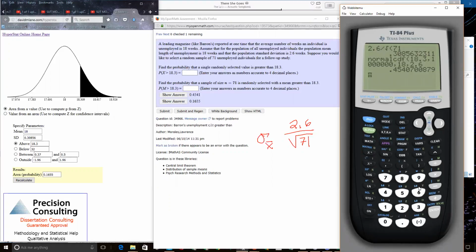Then we're going to divide that standard deviation by the square root of 71. And notice that's the same as that. Just in case you didn't see that, if you do second ENTER, it'll dump the last thing you just calculated or entered in your calculator right there. Second ANSWER gets the last calculated answer.